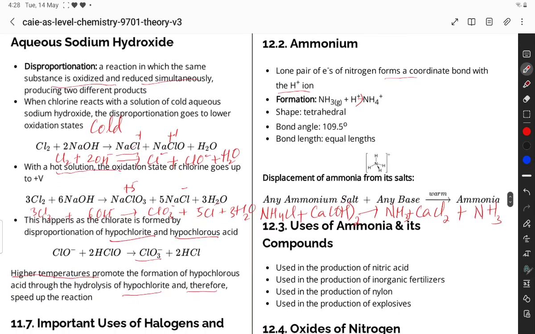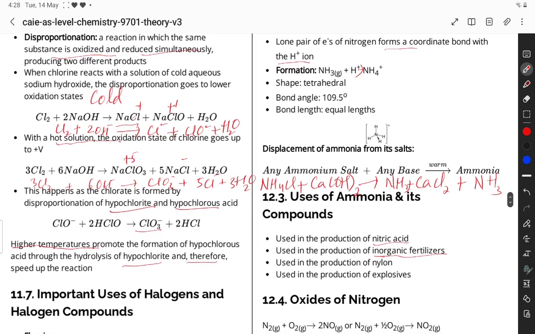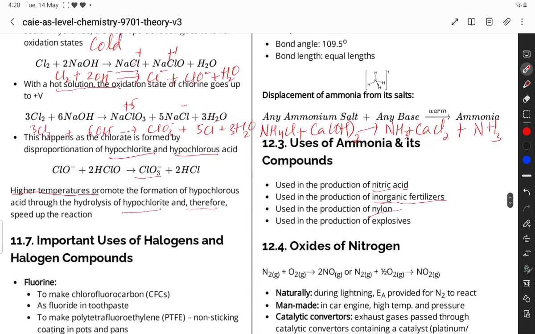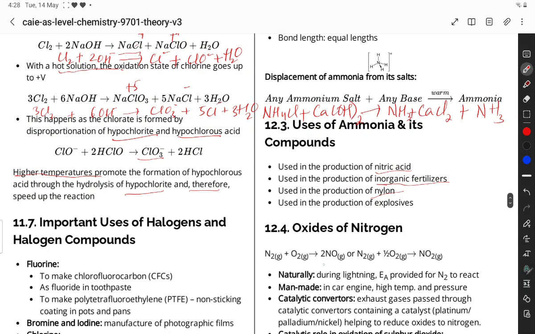Uses of ammonia and its compounds: used in production of nitric acid, used in production of inorganic fertilizers, used in production of nylon, used in the production of explosives. Oxides of nitrogen: nitrogen plus oxygen to form nitrogen monoxide, and nitrogen plus 2 oxygen to form nitrogen dioxide. So in this way oxides of nitrogen are formed.